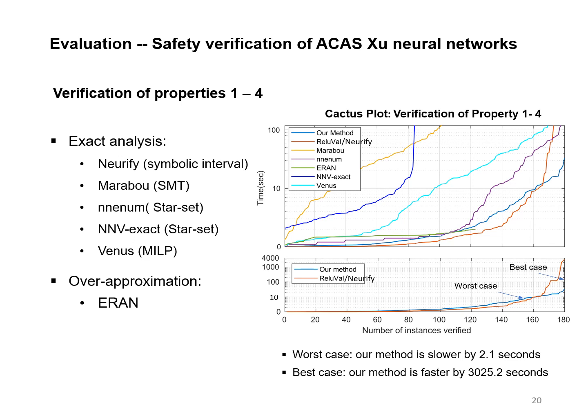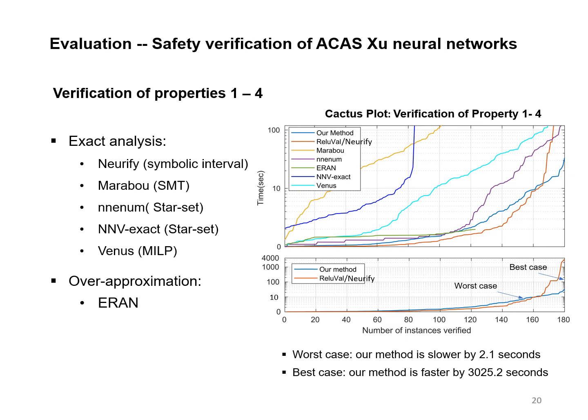Here we plot the running time of each instance in a cactus plot. The x-axis represents the number of instances verified, and the y-axis represents the running time. As you can see, our method is much faster than other methods, and our method is the only one that can verify each instance within 2 minutes.